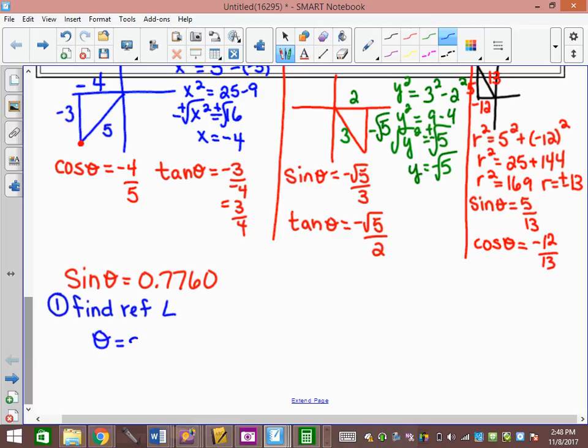Theta equals sine inverse of 0.7760. You asked me specifically on this question, you said, if I just punch it in, I get 120 degrees. Can I not just use that and get the reference angle from that? I distinctly remember you asking that question. So sine inverse, you always take the positive. So even if this was negative 0.7760, you would still do the positive. You never use the negative, okay?